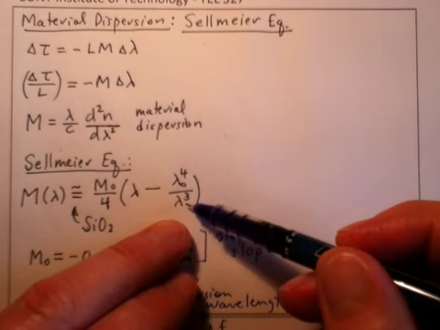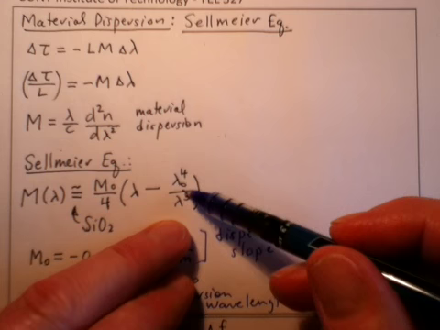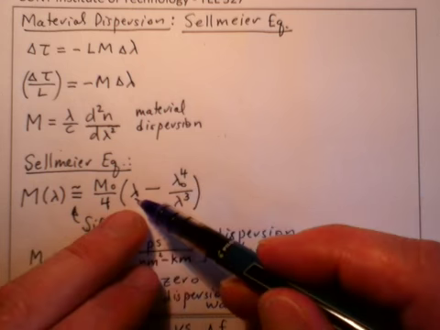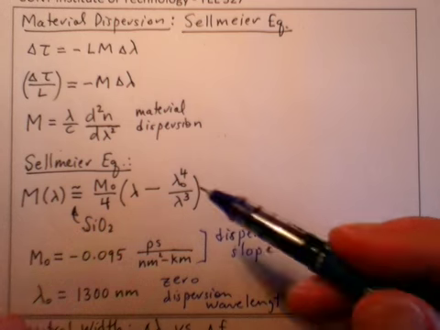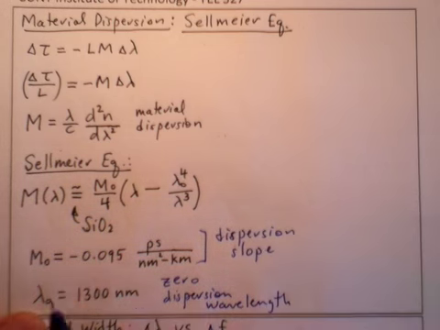Let's see, if we plug in lambda naught, we're going to get lambda naught to the fourth over lambda naught cubed gives us lambda naught, and we plug the same thing in here, we get lambda naught minus lambda naught, and we get 0. So m of lambda naught really is 0, so it is the zero dispersion wavelength.